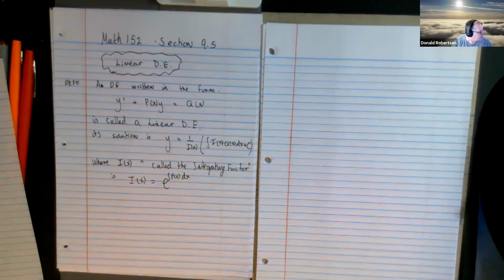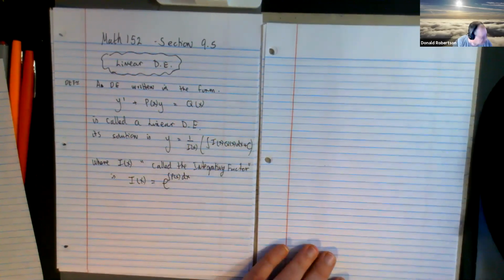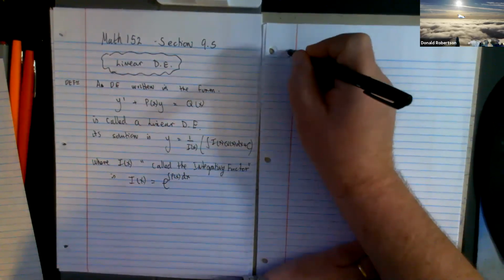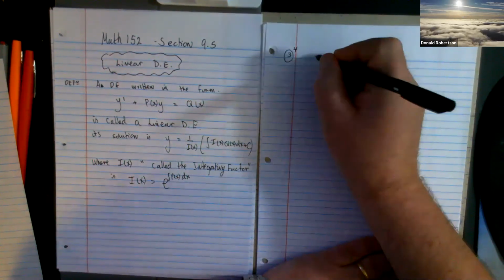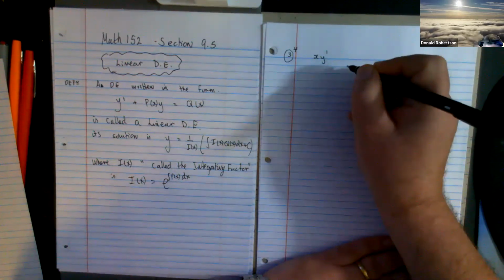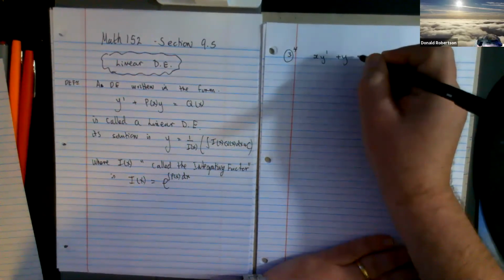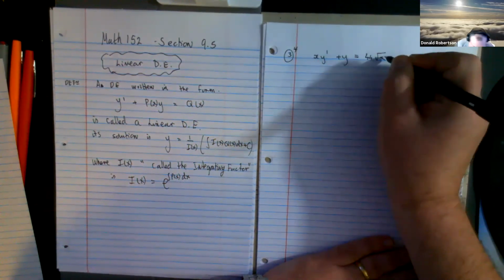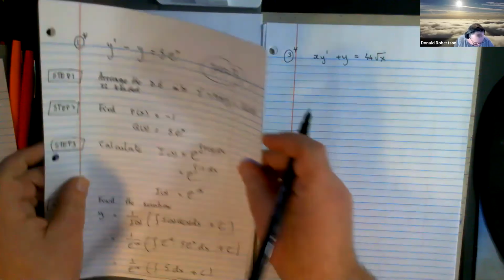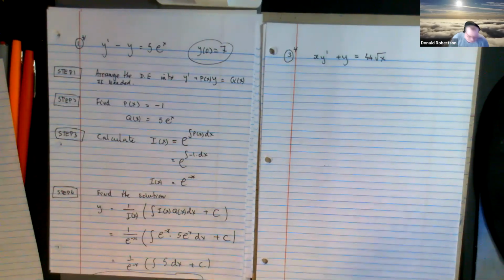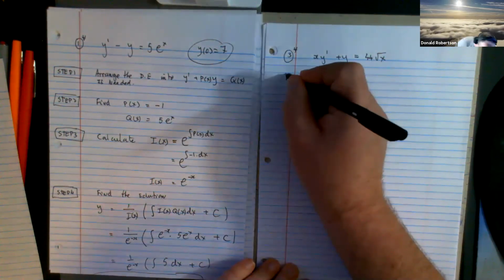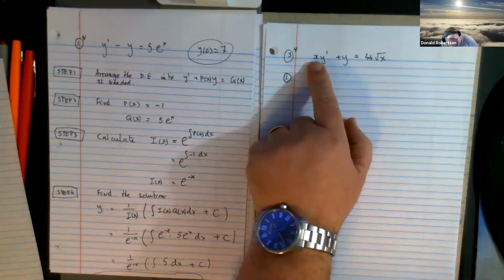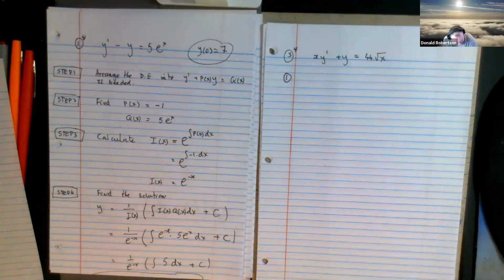Well, that was the first one. Let's do question 3, a little bit sneakier. This guy plus this guy equals 44 root x. I'll put over here my reminder of the steps. I'll put 1 to represent step 1. Would you agree that this guy is not written the way it needs to be?